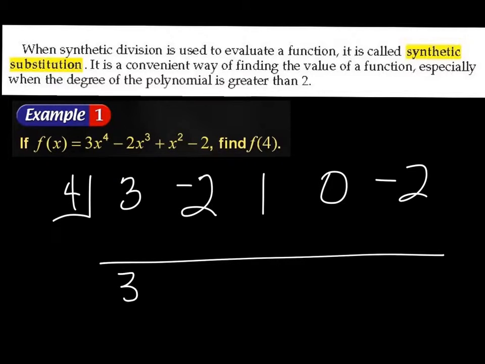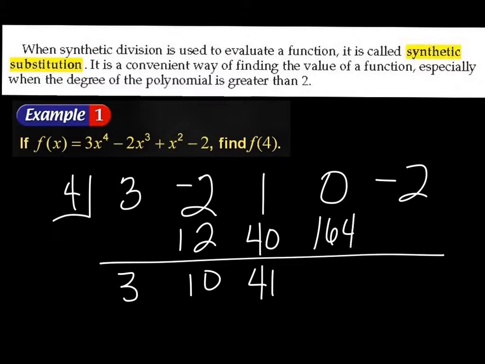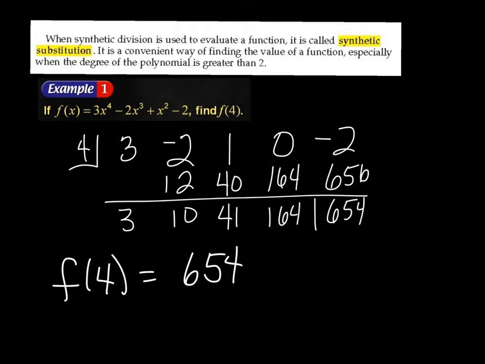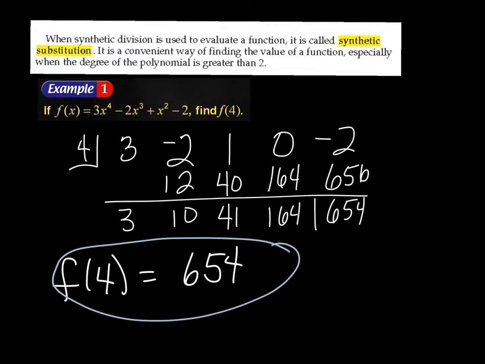I'm going to drop down the first number and multiply. 4 times 3 is 12. Add. 4 times 10 is 40. Add. 4 times 41. Add. And 4 times 164, and add, and we get a remainder of 654. So we just found that f of 4 is 654.